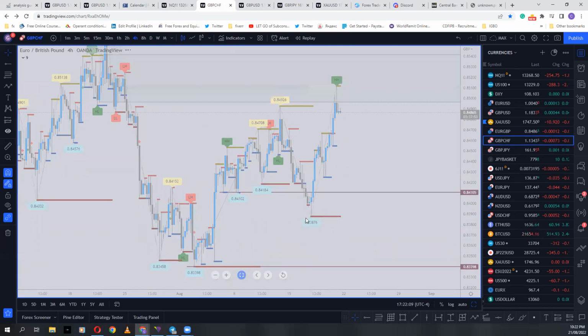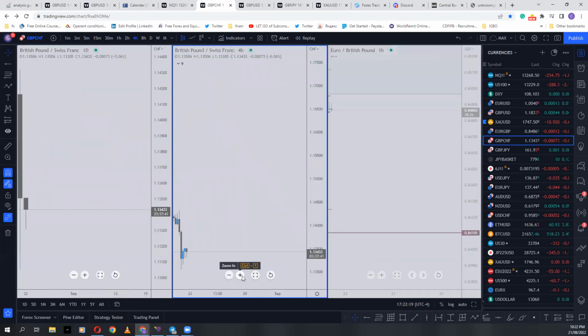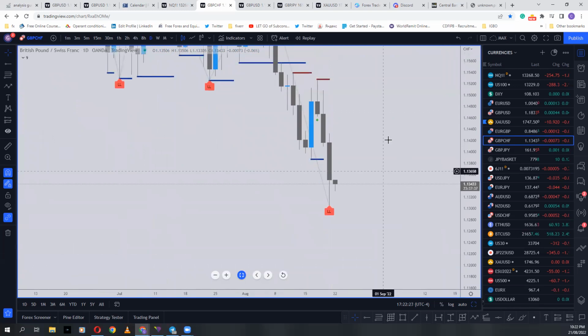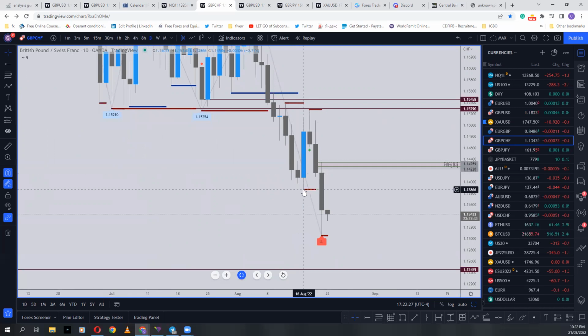Euro Pound. Then the next pair is Pound CHF. So Pound CHF is still bearish. For this pair, any rally will be an opportunity to go short. But how deep the rally can go is what I can see. As you can see, it's broken this. So we have this high to this low. So any move into this place will be an opportunity to move lower.